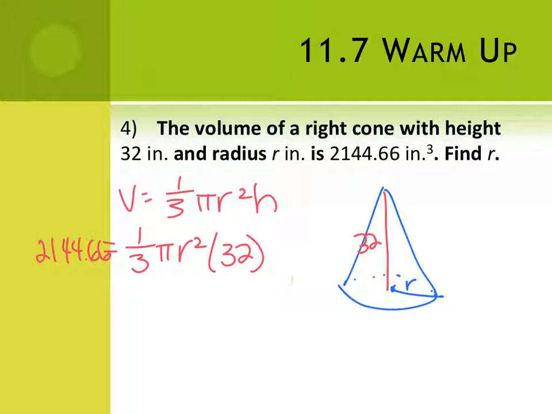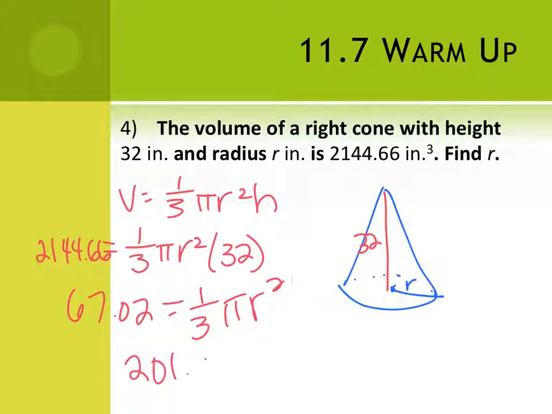So what's one of the first things that you could do? There's a couple different orders you could do this in. I could divide both sides by 32. So I'd get 67.02 equals 1/3 pi r squared. Then what? Times each side by 3. Good, get rid of the 3. Multiply by 3. 201.06 equals pi r squared.